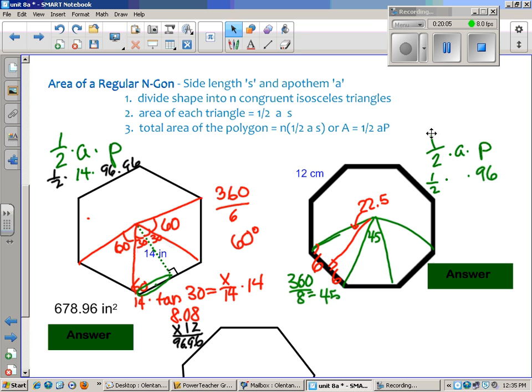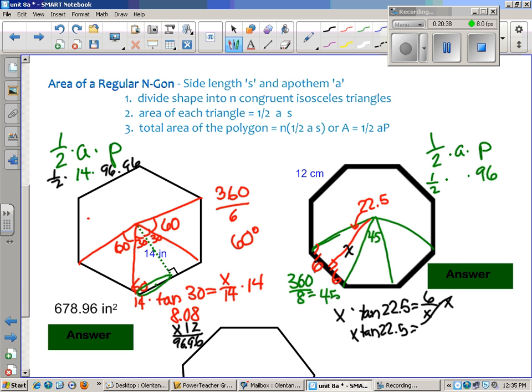All right. So I'm looking for the apothem. I have this side. So which trig function? Tangent. So I would do the tangent of 22.5 equals opposite over adjacent. I have x on the bottom. Bummer. So I got to multiply, get rid of it. Those cancel. And I get x times tangent of 22.5 equals 6. And how do I solve for x? Divide by tangent of 22.5.